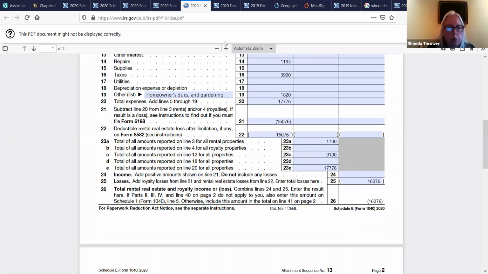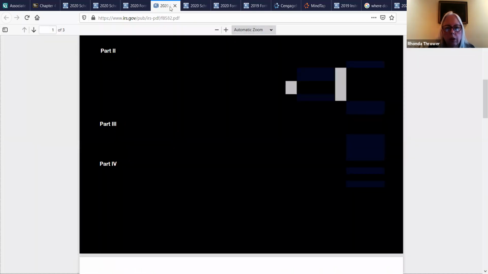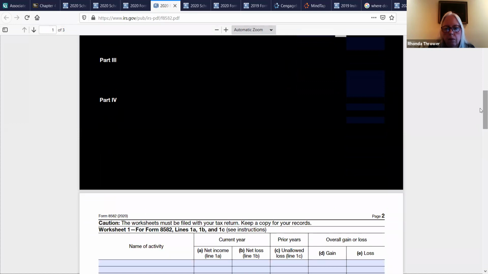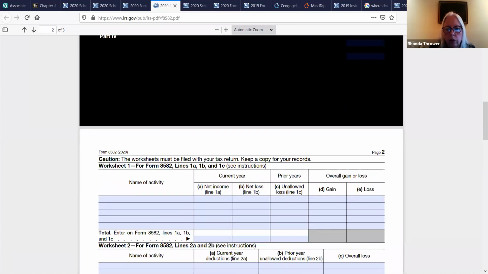And then we had form 8582. And this was the one that was weird. When I pulled it up, this is what I got. So I had to open it up in another screen. And so we had gotten down to line 7. Here's where we needed to finish this. On line 7, you want to enter the modified adjusted gross income.